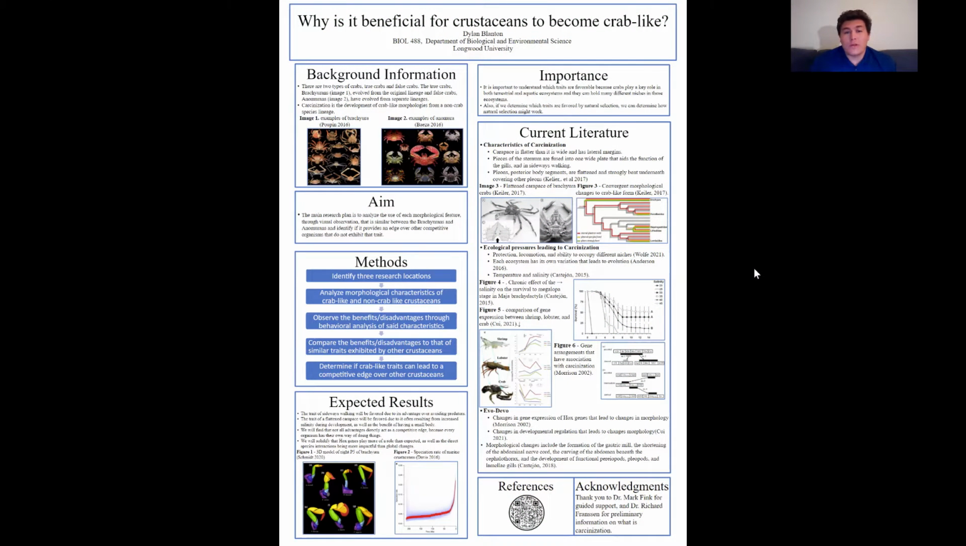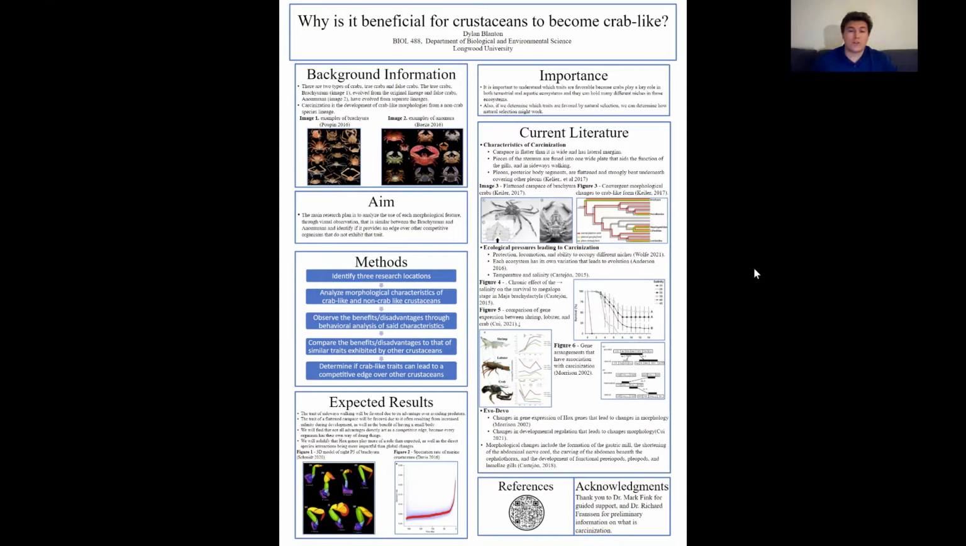So why is this important? It is important to understand which traits are favorable because crabs play a key role in both terrestrial and aquatic ecosystems. Most crabs are able to breathe both air and dissolved oxygen in water. So this means that they hold many different niches in these ecosystems. So that's a very important aspect.